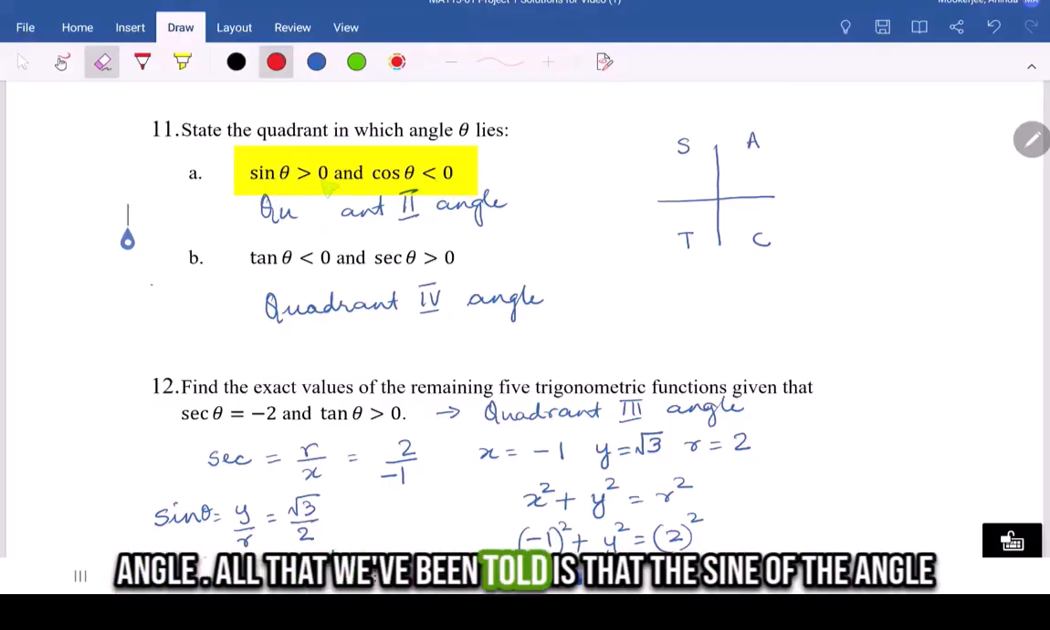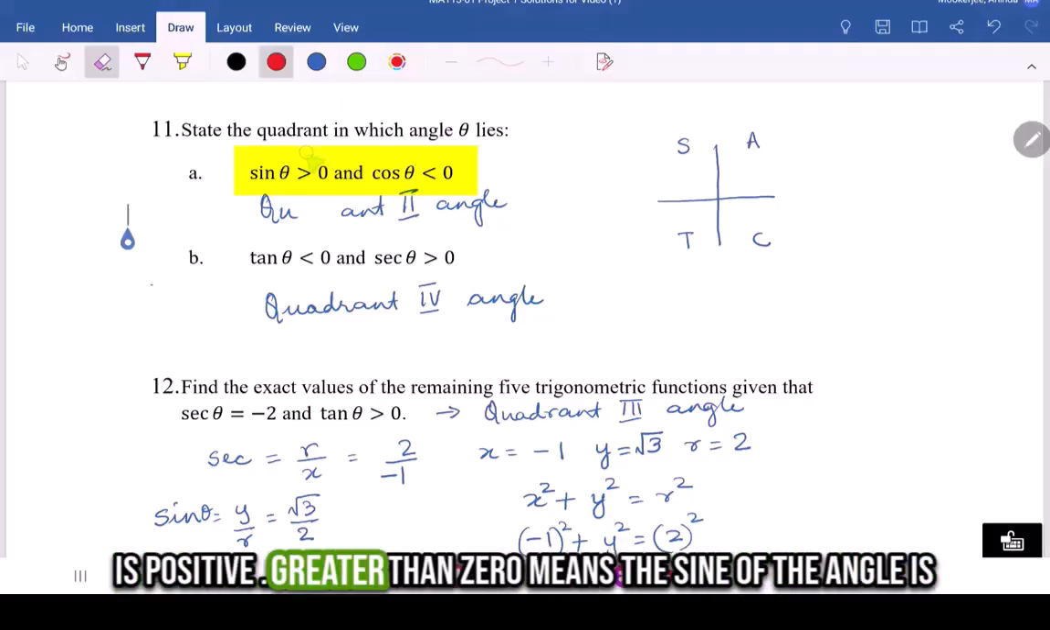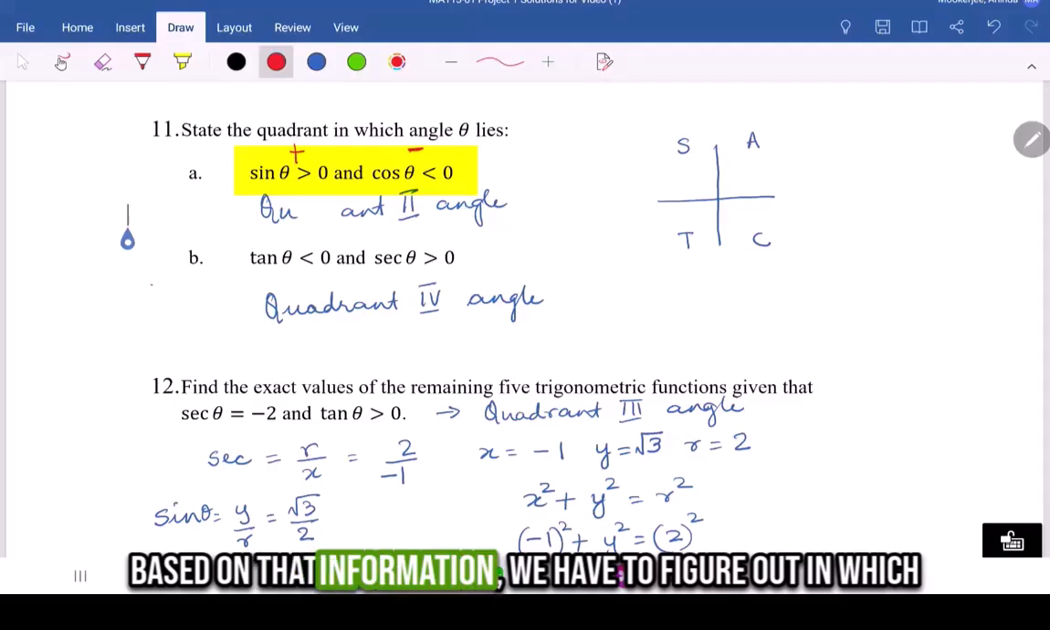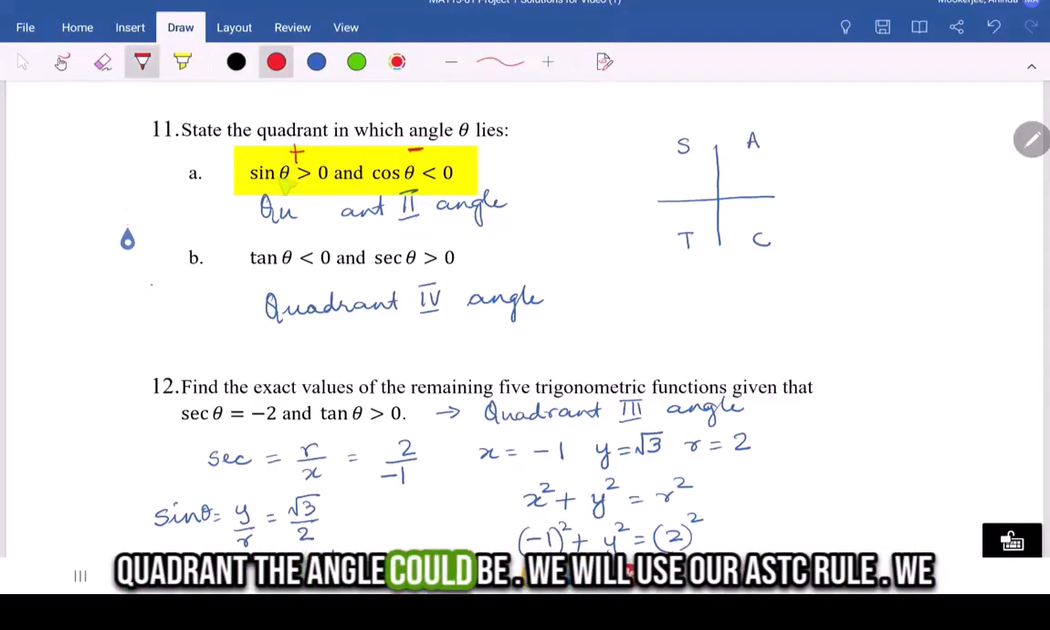All that we've been told is that the sine of the angle is positive. Greater than 0 means the sine of the angle is positive and the cosine ratio for that angle is negative. Based on that information, we have to figure out in which quadrant the angle could be. We will use our ASTC rule.